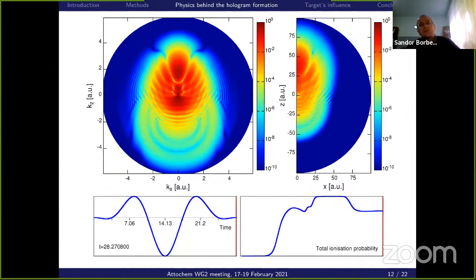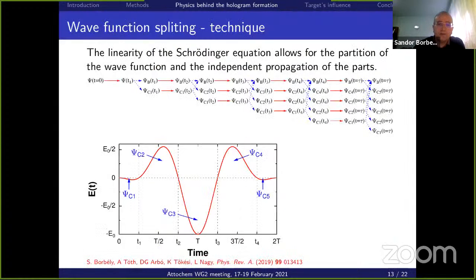With the ab initio simulation, it's very nice that you get very high precision results, but the main drawback is that it's very hard to extract from the final state more information regarding the physics of the processes which led to this final momentum distribution of the photoelectrons. So in order to get more information out of our TDSE simulation, we have implemented a wave function splitting technique.